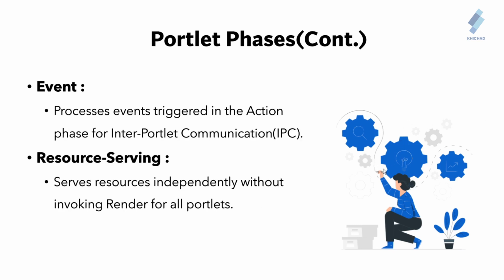Next phase is event phase. The event phase processes events triggered in the action phase and facilitates communication between different portlets through inter-portlet communication within the portal environment. For example, in the event phase of an e-commerce platform, when a user adds an item to the cart in one portlet, an event is triggered to inform another portlet, like the shopping cart, to update and reflect the changes.